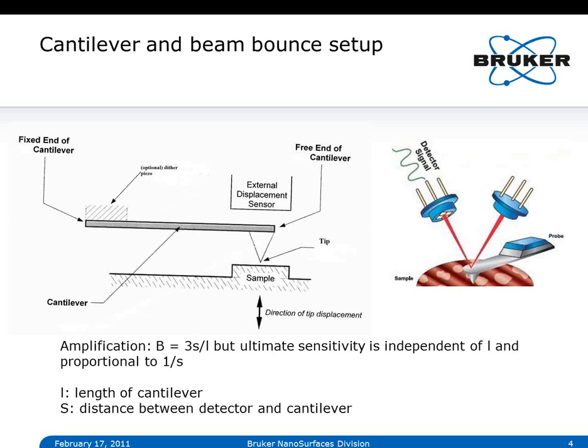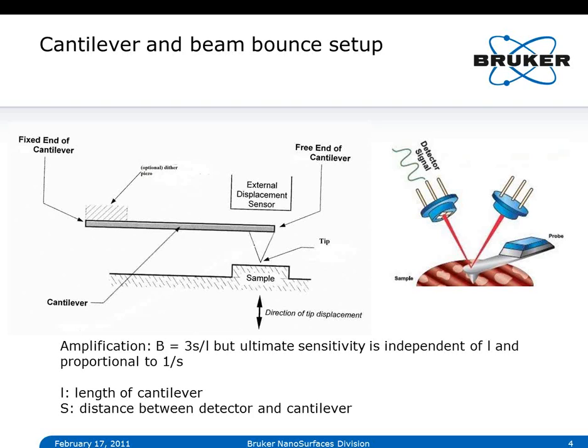So just briefly, in the beam-bounce AFM, we have light coming from a diode or superluminescent diode or from a laser. It's focused on the backside of a cantilever and then bounces back into a photodetector, and the movement of the cantilever is amplified so that you get an amplified movement on the photodetector, and then you read the photodetector out to get information about what your cantilever is actually doing in space.